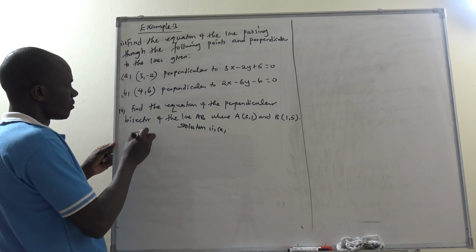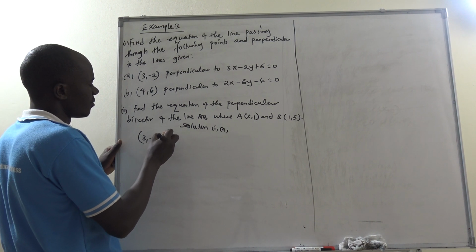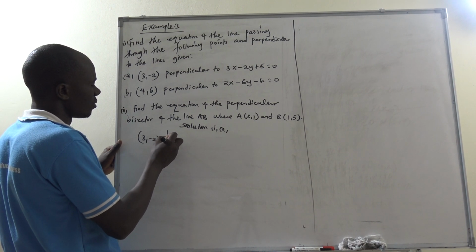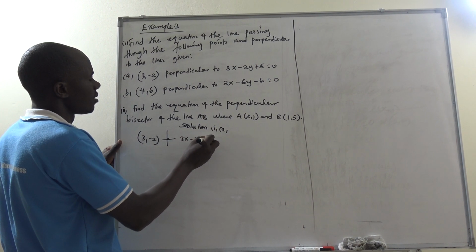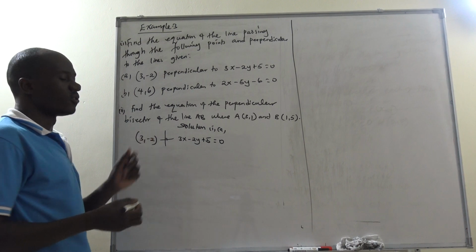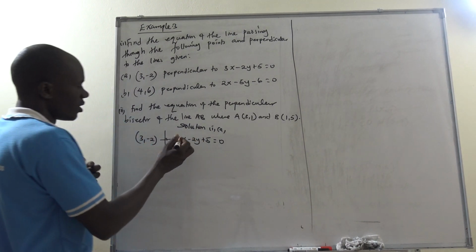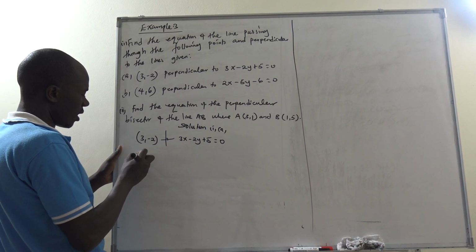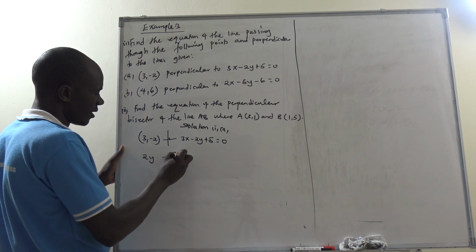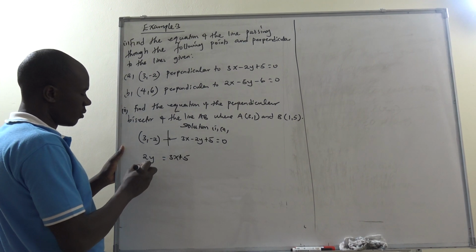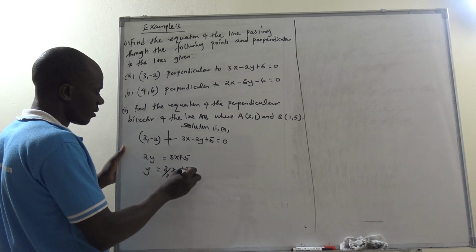We've got the point (3, -2) and the line perpendicular to 3x minus 2y plus 5 equals 0. From that line, we are supposed to express it in the form y equals mx plus c. So we have 2y equals 3x plus 5. Can we make y alone? y equals 3 out of 2 x plus 5 out of 2.